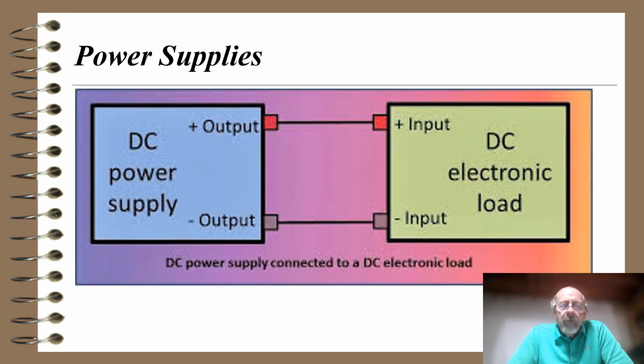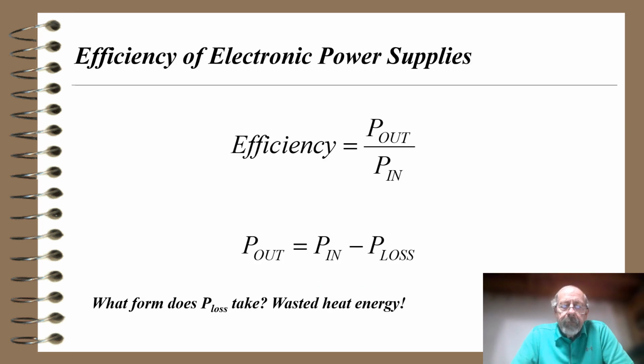What about DC power supplies? Here's a power supply connected to a DC load. It turns out the plus output goes to the plus input, and the minus output goes to the minus input of the electronic load. And by the way, everything needs power for any electronics. So the efficiency of electronic power supplies is given by this equation. Efficiency is power out over power in to the power supply. So power out is equal to power in minus a power loss. So what form does power loss take? Again, wasted heat energy.